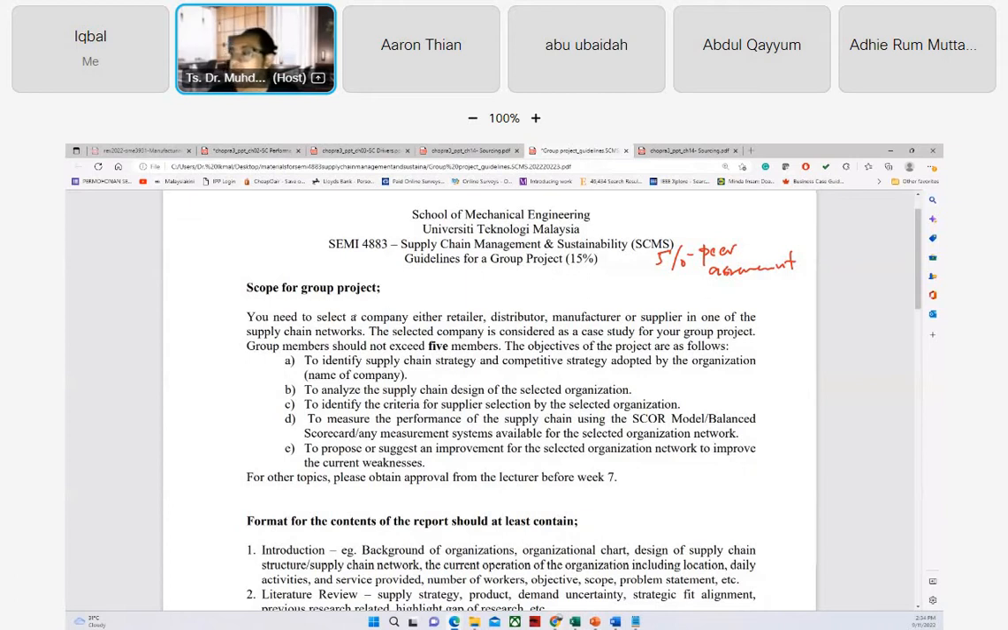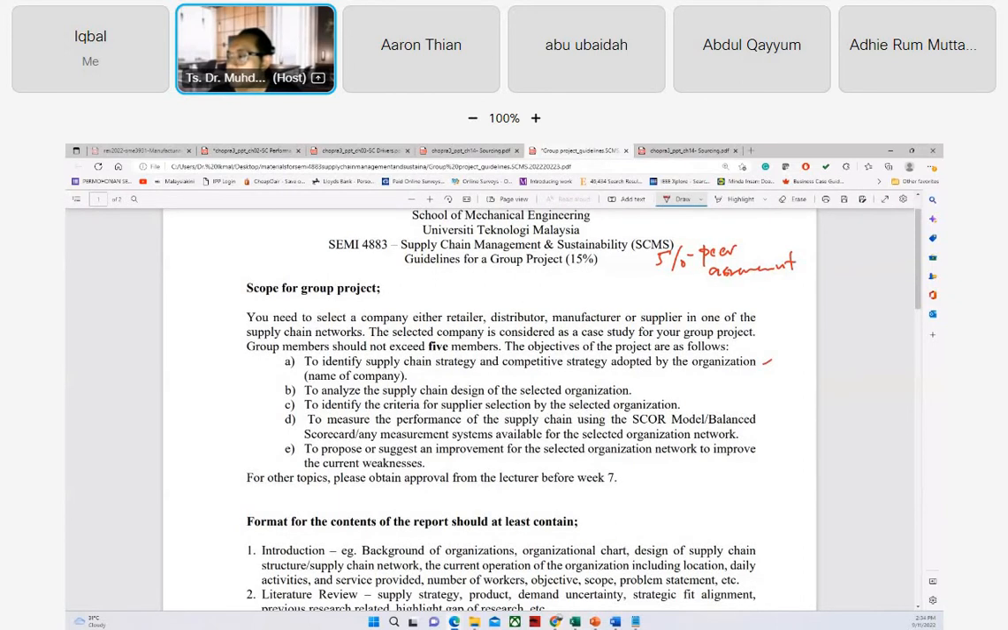So the selected company is considered a case study for your groups. All right. So group members should not exceed 5. So that's why I'm telling you that maximum is 5. Okay. So the objectives of the project are as follows. Okay. So number 1. So these objectives are based on the topics that you learn in this course.